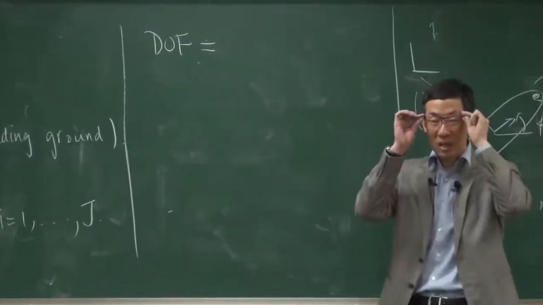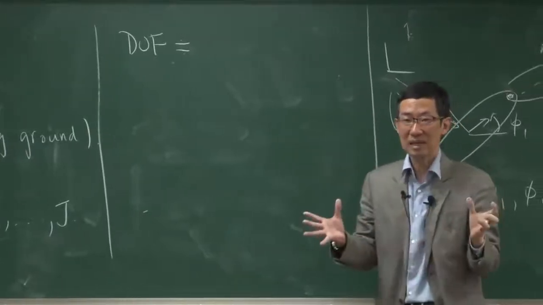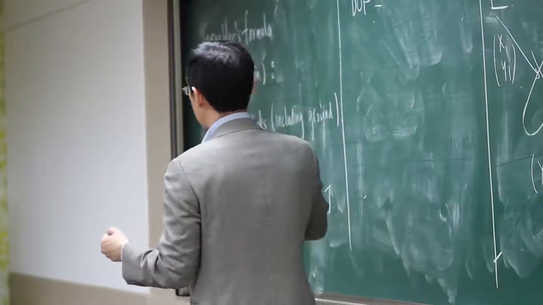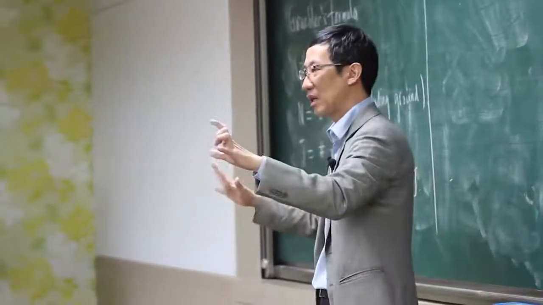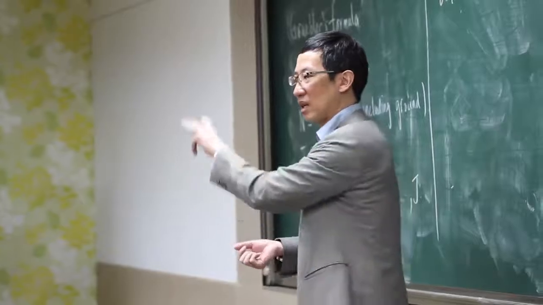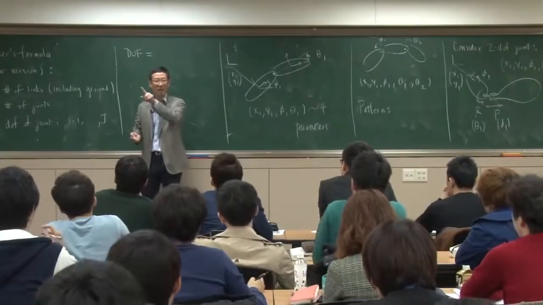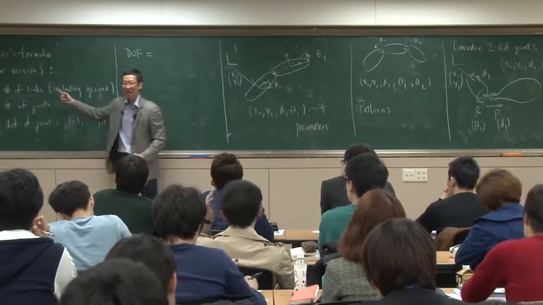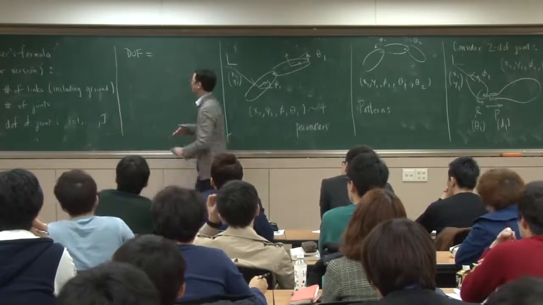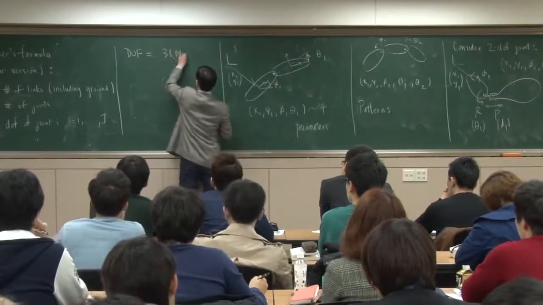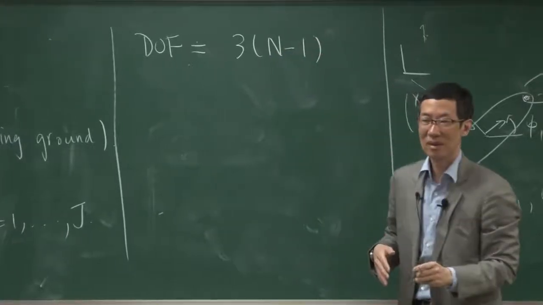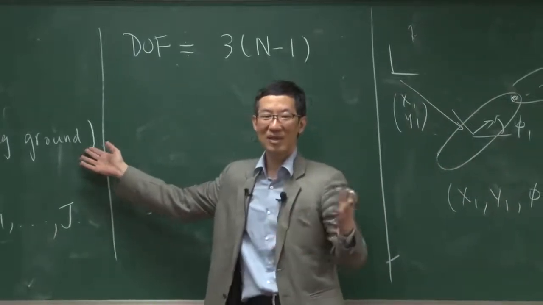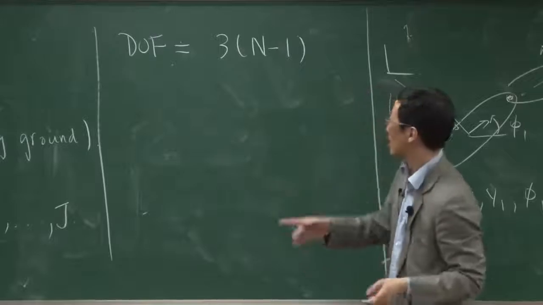and let's go through the logic here. So if we have n links, and these links move independently, we need 3 coordinates for each link, right? So it's 3 times n. But remember, we're including ground in n. So let's eliminate ground. As I said, I didn't make this up. That's how it's done. So n includes ground. So let's subtract ground.